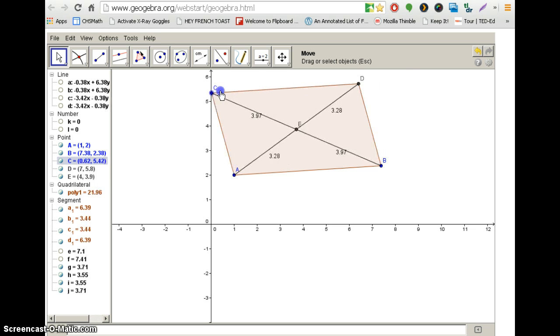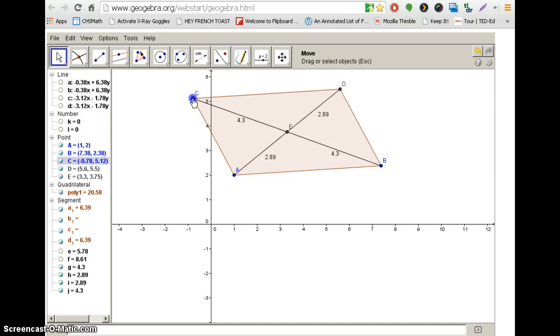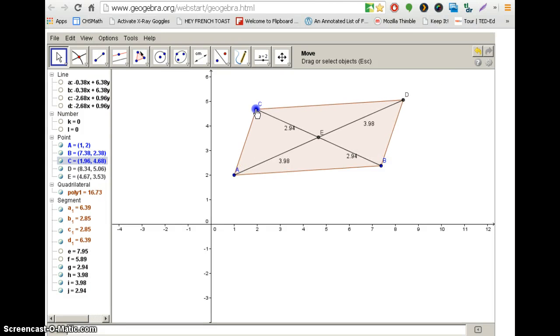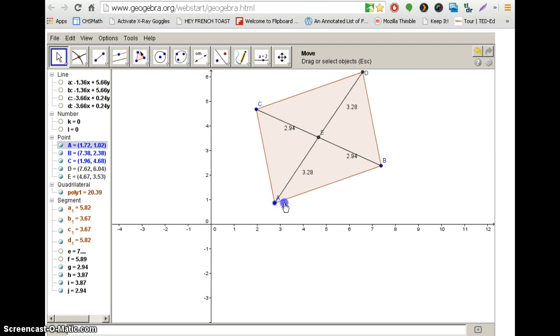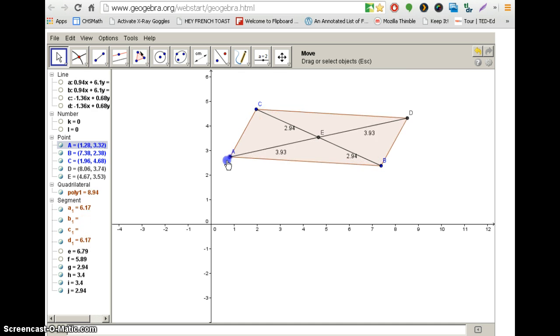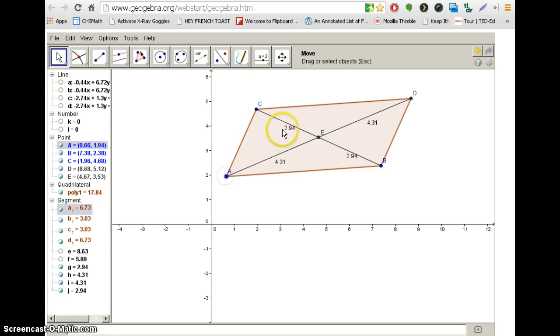Okay. So now as I change my parallelogram, it's still a parallelogram. I constructed it so it'd always be a parallelogram. But you can see that wherever I stop, the measurements of those diagonals remain the same. I should be able to do that for each of these. I have to make sure I'm grabbing the point and not the segment. Okay, but you can see that it is true, that the diagonals are bisecting each other in every case.